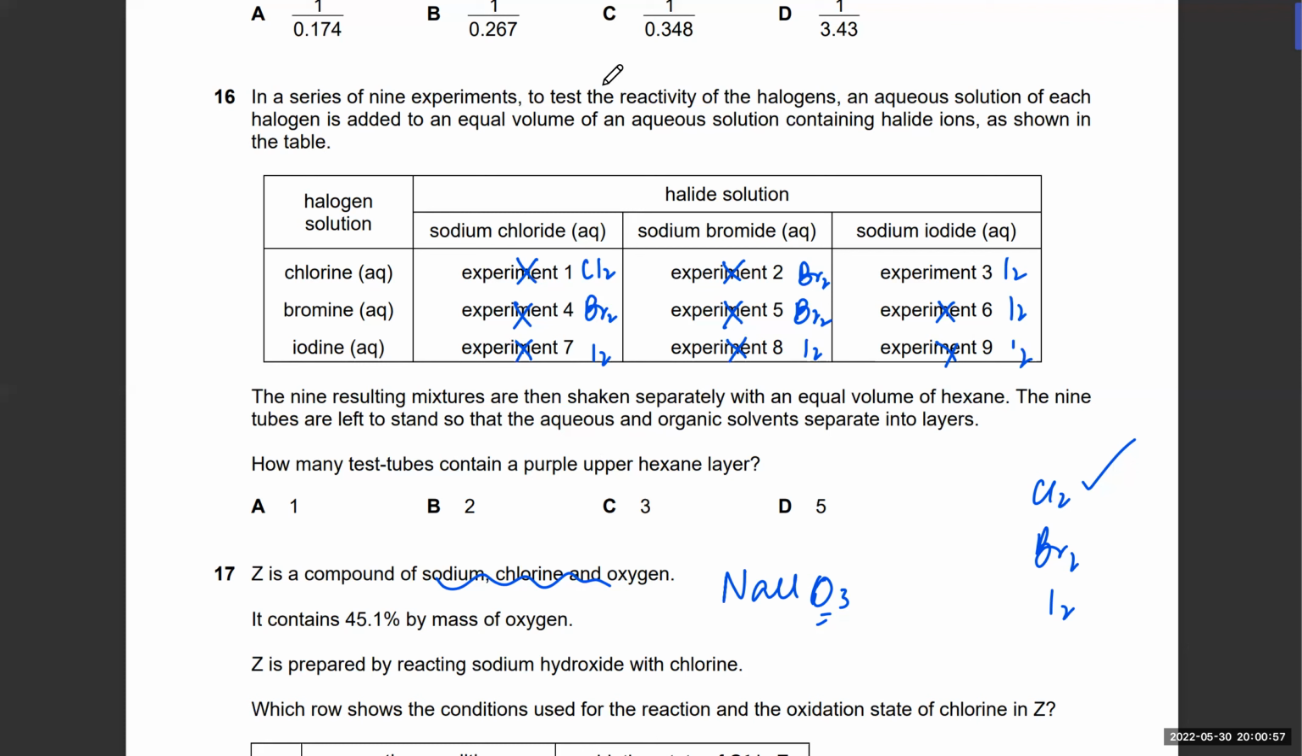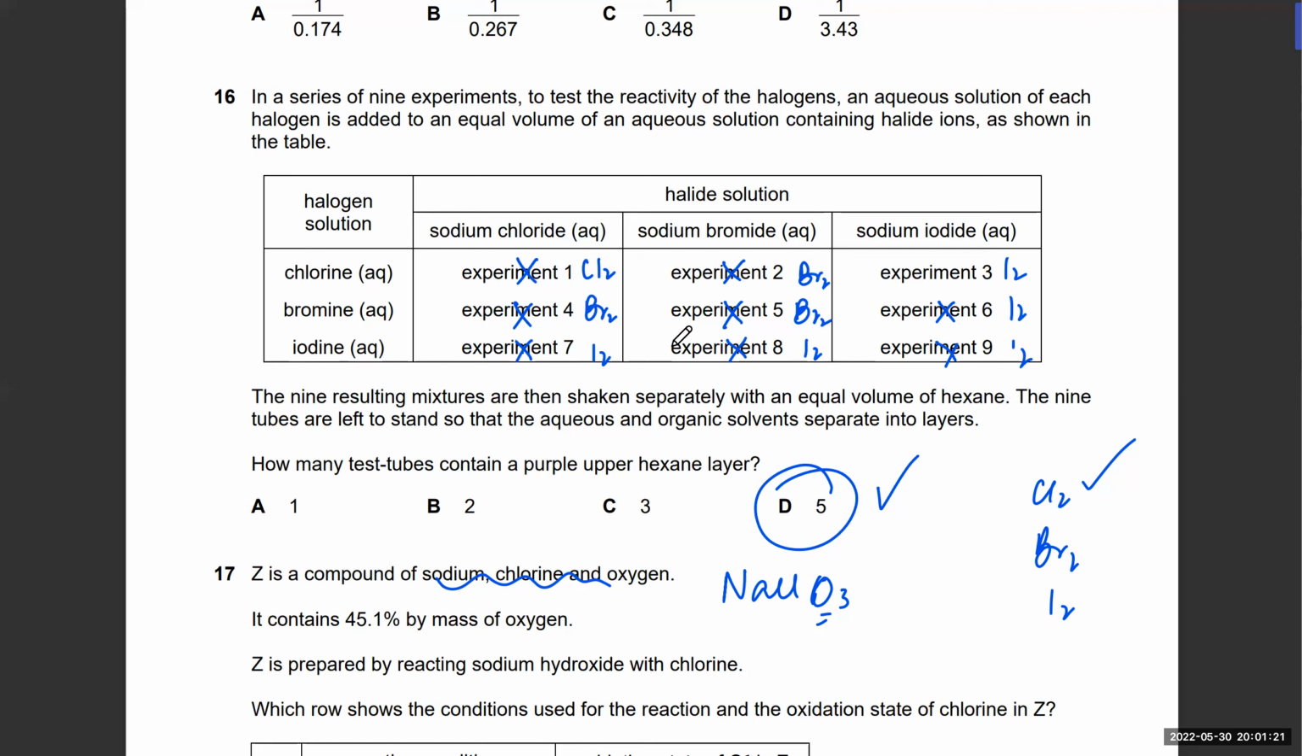Let me read the question first. 5. The iodine will dissolve in the purple upper layer, right? Iodine is purple. So 5, I guess. That's the answer. So it's going to be 5.